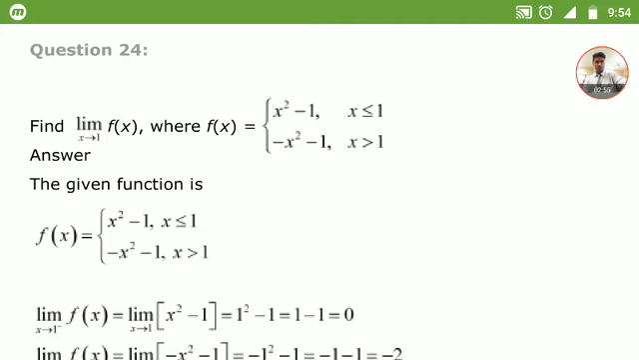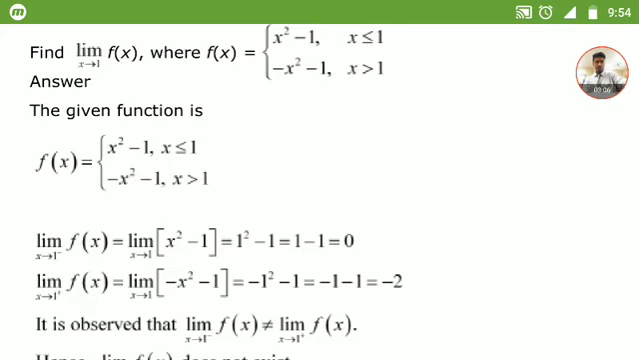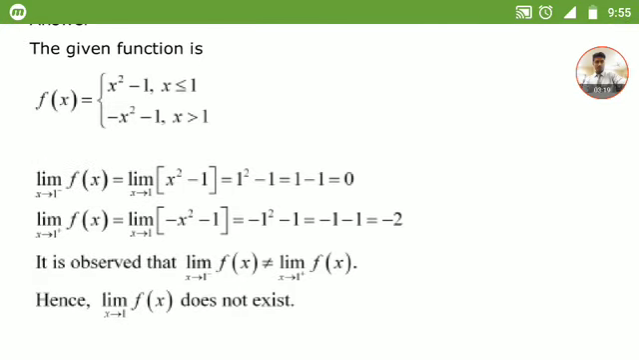For less than 1, that is the left hand limit, you have the upper function, and for the right hand limit you have the second function. Calculating the values by merely putting in the values, we get 0 for the first, and for the right hand limit we get -2. Since left hand and right hand limits are not the same, you can clearly write that the limit does not exist, as the left hand and right hand limits are not equal.